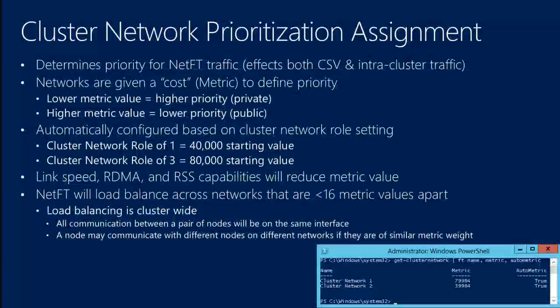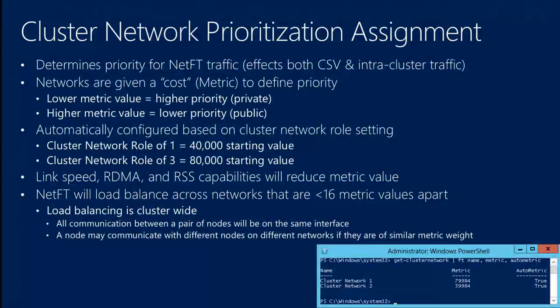So the lower the metric value, did I say this right? The lower metric value has a higher priority. So you want the cheapest network. Always think about it like you're going to go to McDonald's, you're going to buy the cheapest thing you can find, right? You always want to pay the lowest cost you can. So it's the same thing with the network. We want to use the lowest cost network we can.